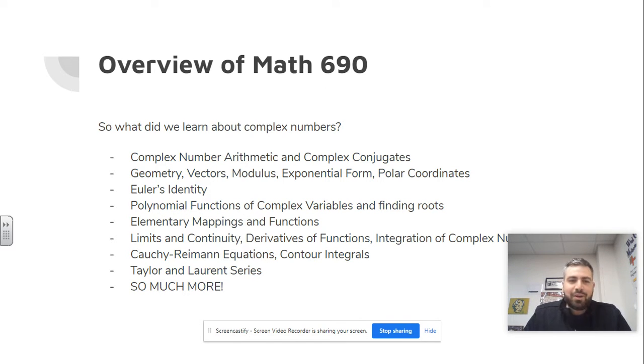But then we got to some other stuff, such as Euler's formula. Then we started talking about polynomial functions of complex variables and finding their roots. We talked about elementary mappings and functions, which we know from Algebra 2, but now we look specifically at complex numbers and their mappings. We talked about limits and continuity, derivatives of functions, integration of complex numbers, which was super interesting.